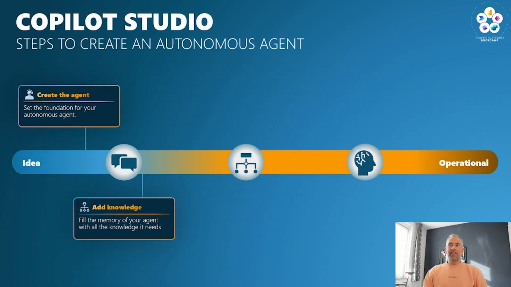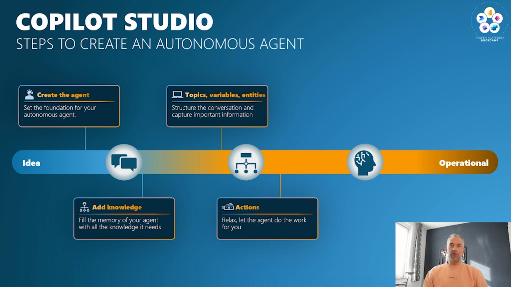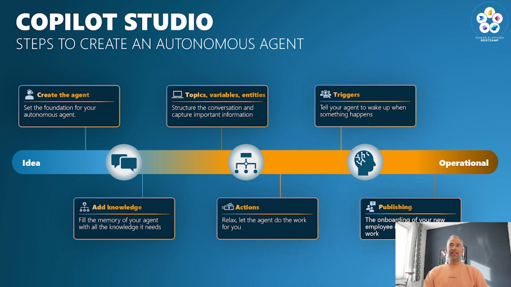Then the 6 steps that you have to take to create your own autonomous agent. You have to create the agent, you add the brains, the knowledge, you orchestrate it somewhat, the topics. You have to create a catalog of actions. You have to define when it should be triggered. And the last one, step number 6, is you have to publish it to whatever channel you like.